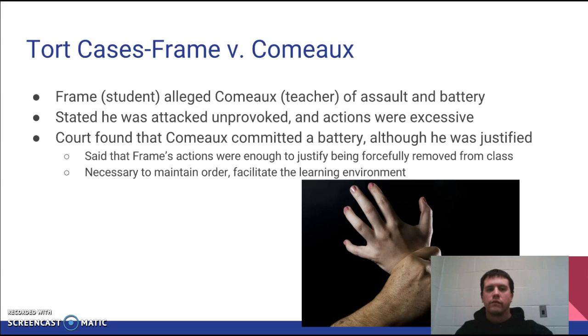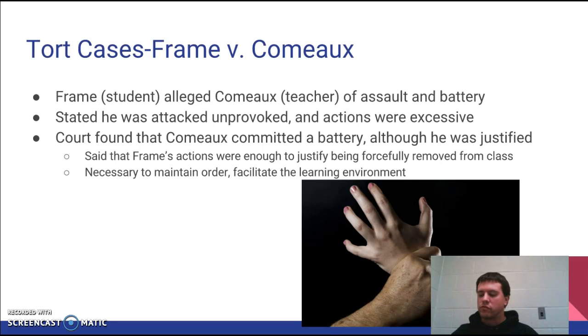First one being Frame versus Comeau. In this one, Comeau was a substitute teacher at the time, giving a test. Casey Frame spoke aloud during the test. Comeau asked him to leave the classroom twice before approaching the desk. As he approached the desk, Frame responded by slowly standing up to face him. Simultaneously, Comeau grabbed Frame by the arm to assist him out of the classroom.